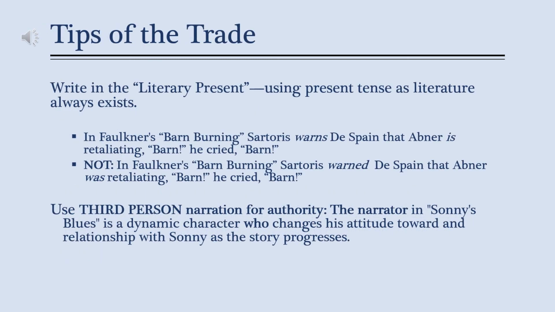Just a couple of further cautions or tips of the trade. When we refer to texts and the characters within text, we generally utilize present tense. And the reason for this is because the text exists in all historic moments. Once it's written, it continues to exist. So as in our example, we say, in Faulkner's "Barn Burning," Sertorius warns De Spain that Abner is retaliating. "Barn," he cried, "barn." Note that I'm using past tense within the quote, but I'm using present tense in my evaluation, and this is absolutely correct.